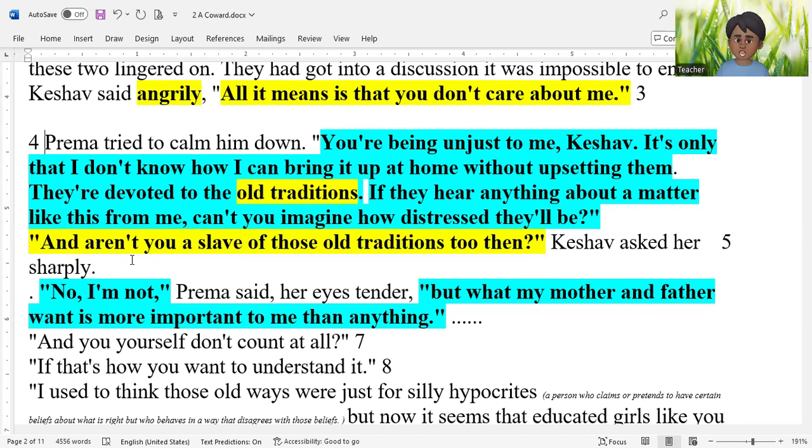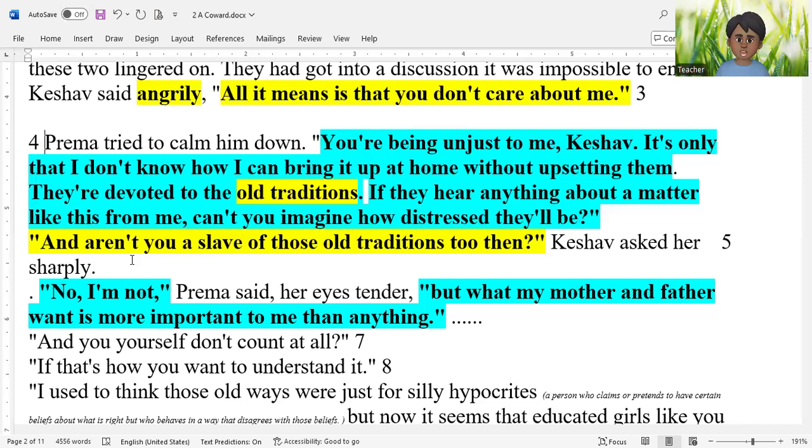Dialogues are what characters speak, and dialogues can be expressed directly, as you can see on the screen, or sometimes characters can be thinking inside their mind. That is called monologue. When a character speaks to himself alone, that is called monologue. And when a character speaks to somebody, then you call that a dialogue.